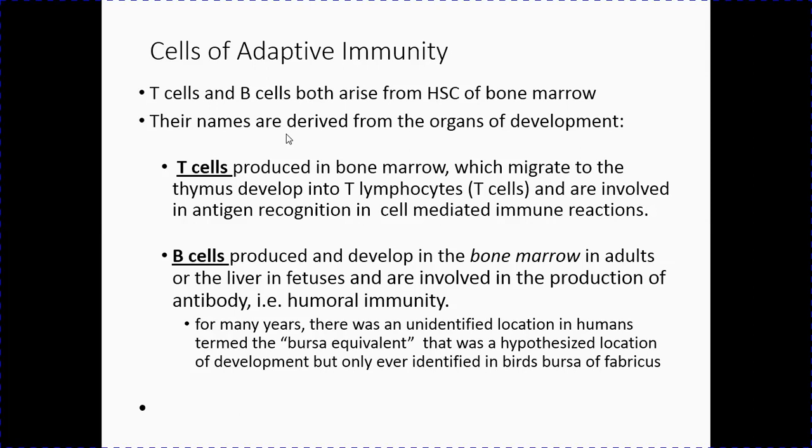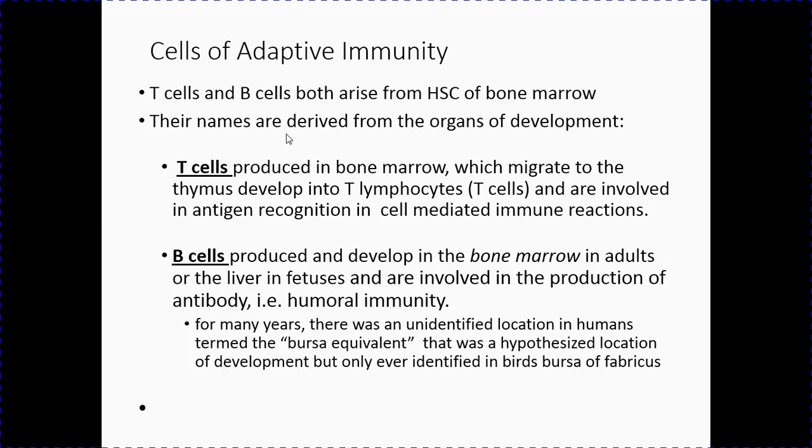in cell-mediated immune response. B cells, on the other hand, while they're also produced in the bone marrow, stay in the bone marrow in adults to develop, and they develop in the liver in fetuses. B cells are involved in the production of antibody, that is humoral immunity. Just going to make a quick note about one thing about the development of B cells.